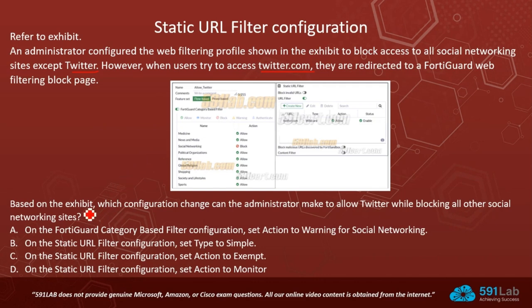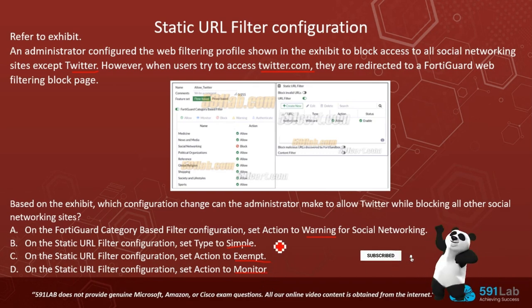Let's check the answers. Answer A. On the FortiGuard category-based filter configuration, set action to warning for social networking. Answer B. On the static URL filter configuration, set to simple. Answer C. On the static URL filter configuration, set action to exempt. Answer D. On the static URL filter configuration, set action to monitor.